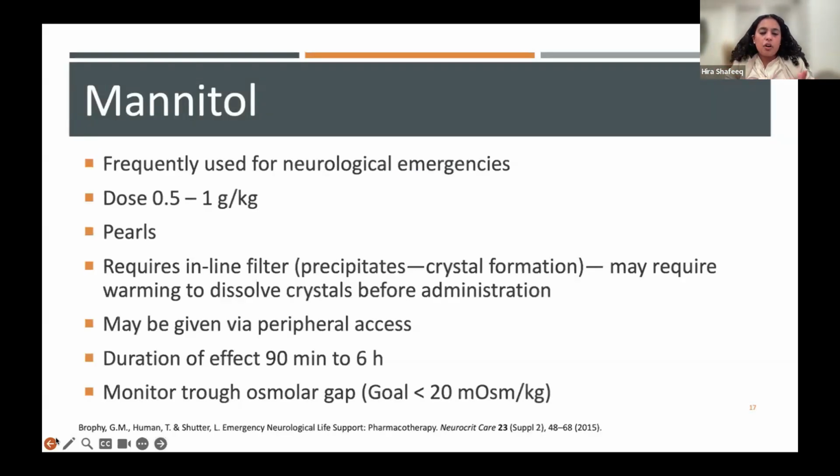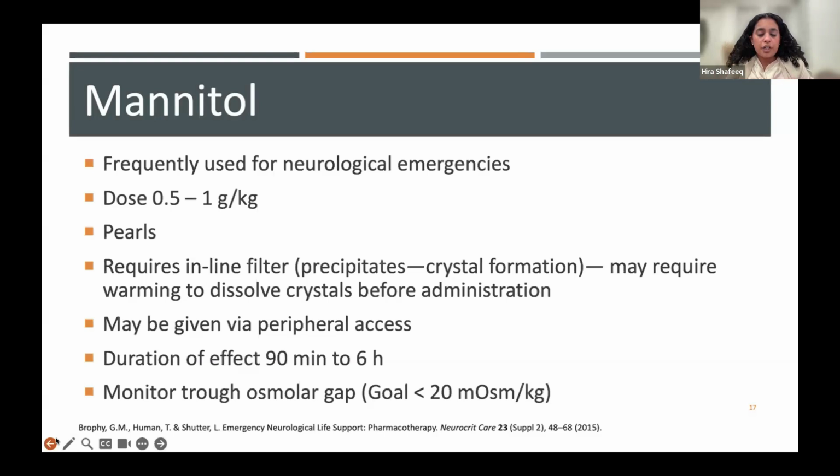The next thing is mannitol. Mannitol is also used frequently for neurological emergencies. Its dose is 0.5 to 1 gram per kilogram. I wanted to share some pearls when it comes to administration of mannitol. It's always important to remember that mannitol requires an inline filter. It can precipitate with crystal formation, and it may require warming to dissolve crystals before administration. Nurses that use it are quite familiar with how to use it, but it's important for us to review it always, of course.